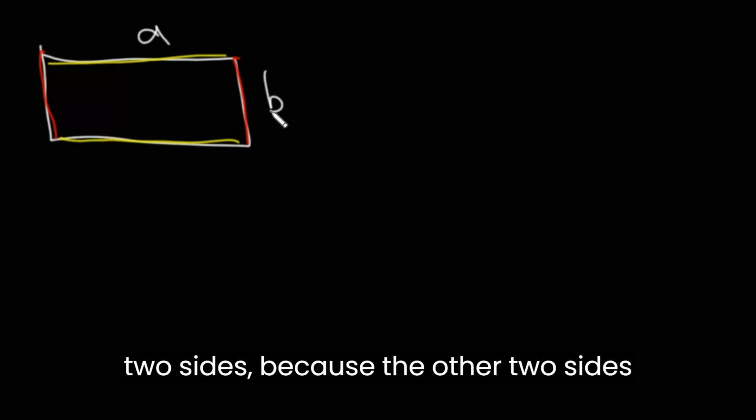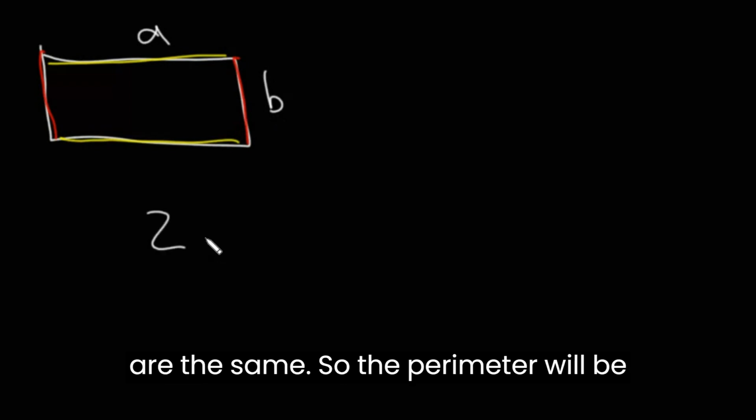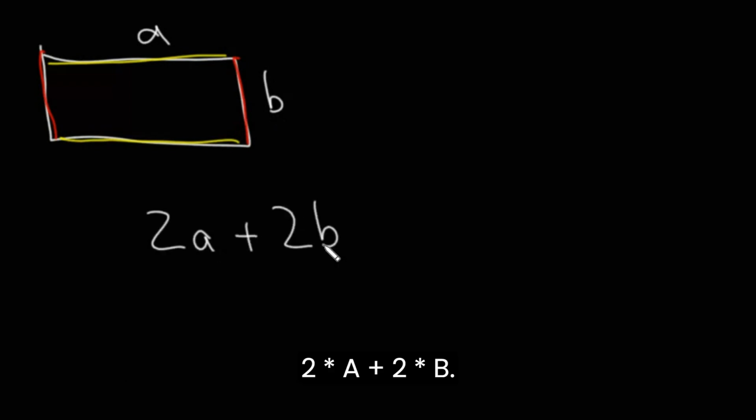The next shape that you're going to need to know is a rectangle. So in a rectangle, some of the sides are equal because they're parallel and perpendicular. So this side and this side are equal, and this side and this side are equal. So we can call these sides A and B. And we really only need to know these two sides because the other two sides are the same. So the perimeter will be 2 times A plus 2 times B.